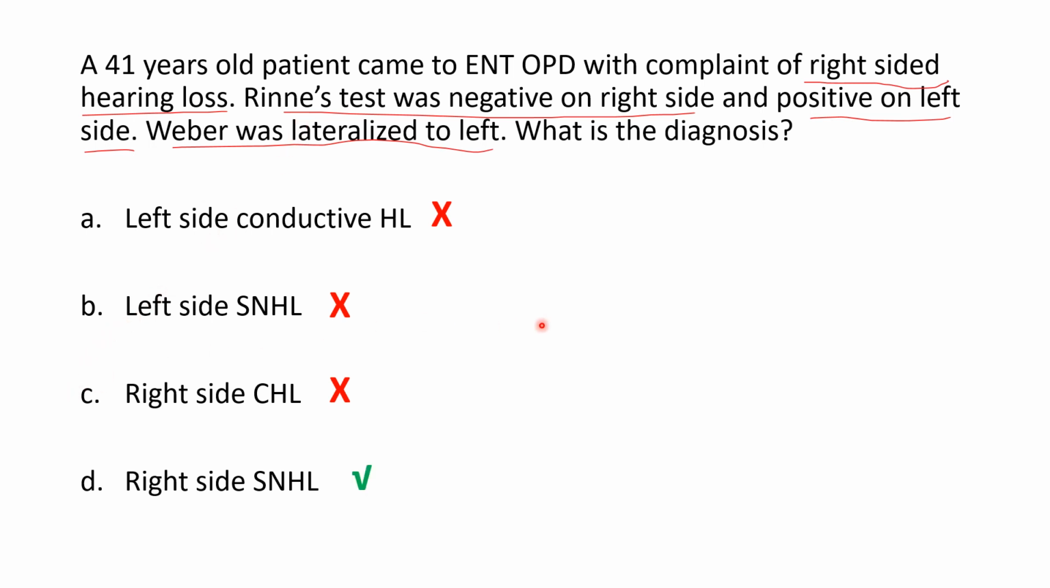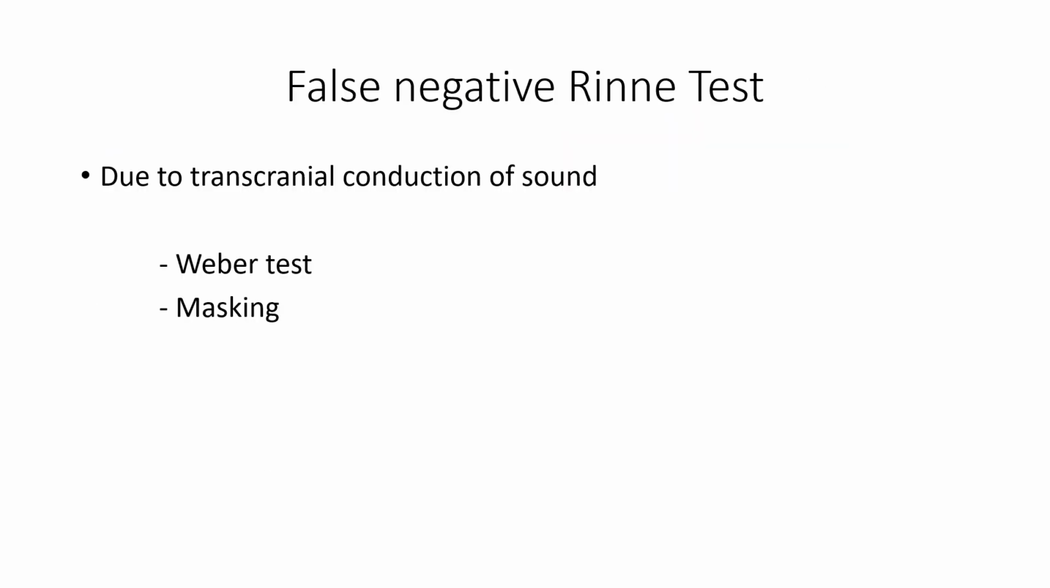So this whole MCQ is based on one concept. It is false negative Rene test. Now this false negative Rene test is because of the transcranial conduction of the sound. And to avoid or to catch false negative Rene test, we need to do either the Weber test. So in the case just now we saw that the Weber was not lateralized to the right, it was lateralized to the left. So we could find out that in right the Rene test was actually false negative.